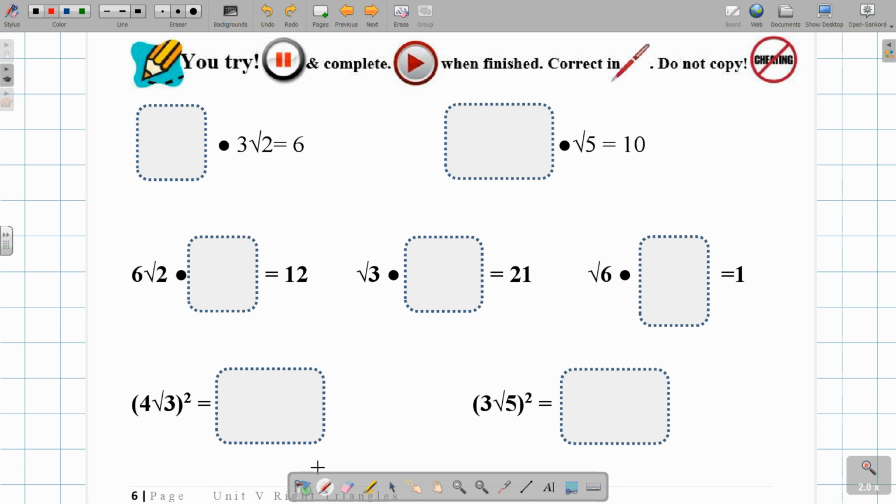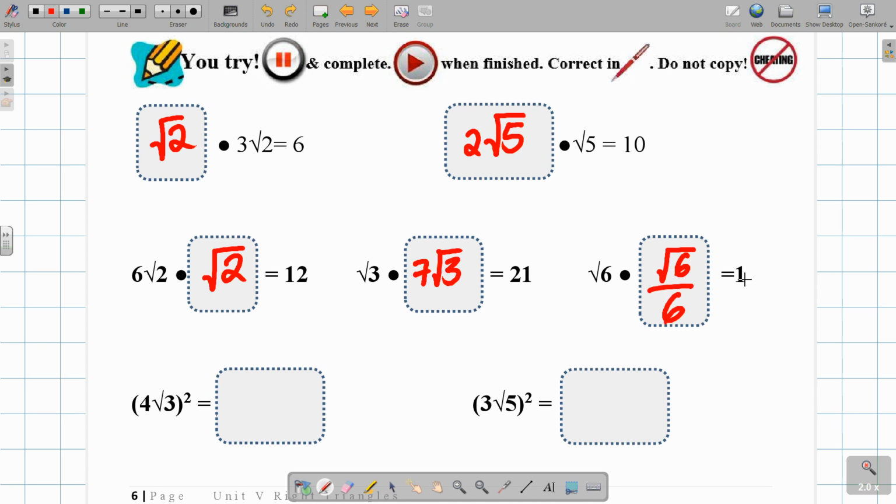All right, welcome back. Let's see how you did here. I'm just going to fill in the answers. We need a root 2 here to get 6. We need 2 root 5 here to get 10. Root 2 here to get 12. 7 root 3 to get 21. Root 6 over 6 to get 1.